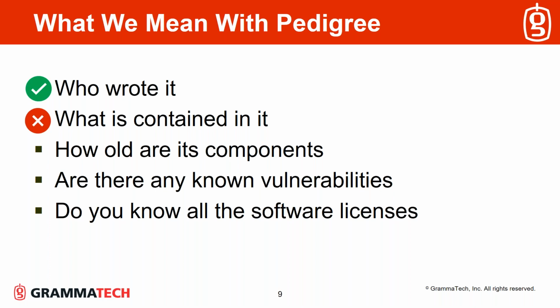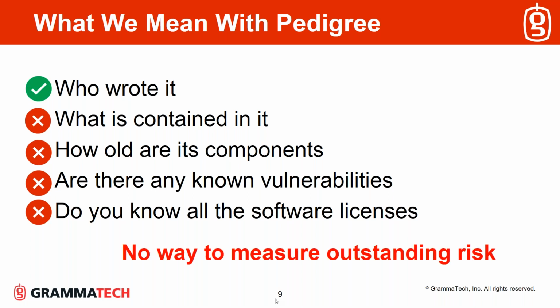But it's more difficult to say what's inside the code and how old these components are, and if there are any vulnerabilities in this code, and also what about the software licenses, which software license is used in this software. So there is no way to measure outstanding risk without knowing these things.